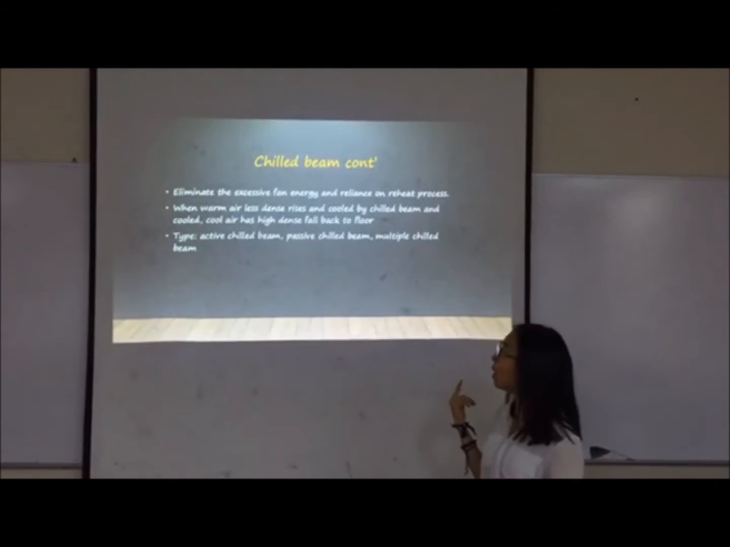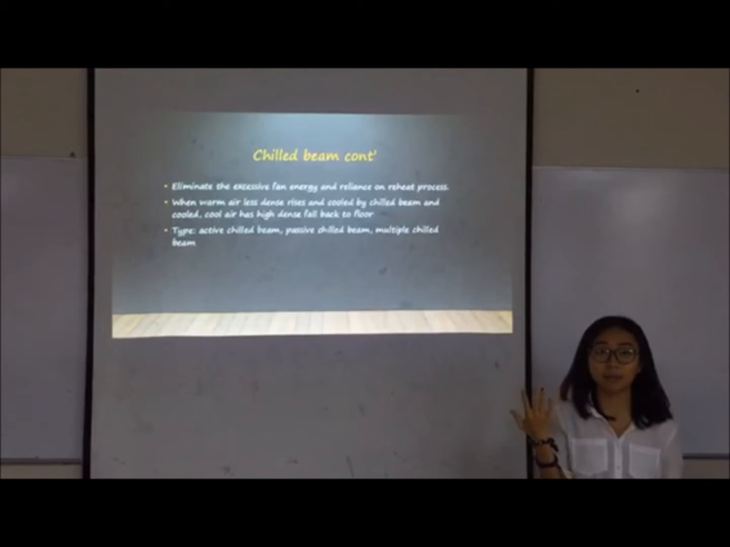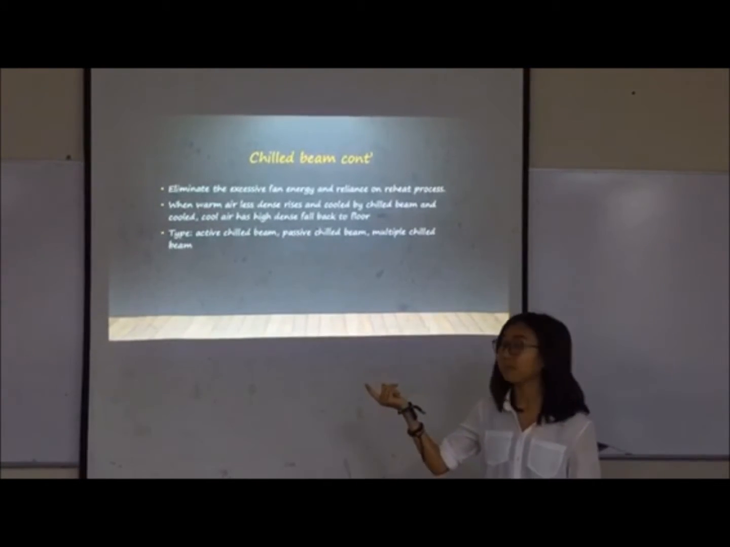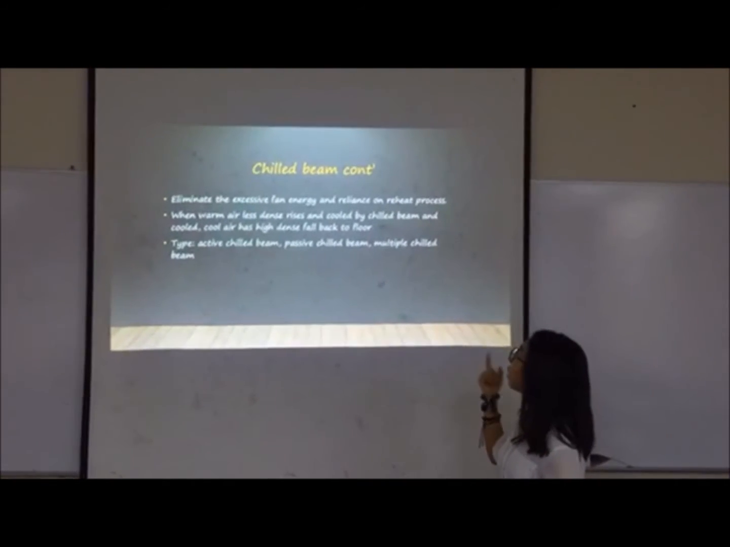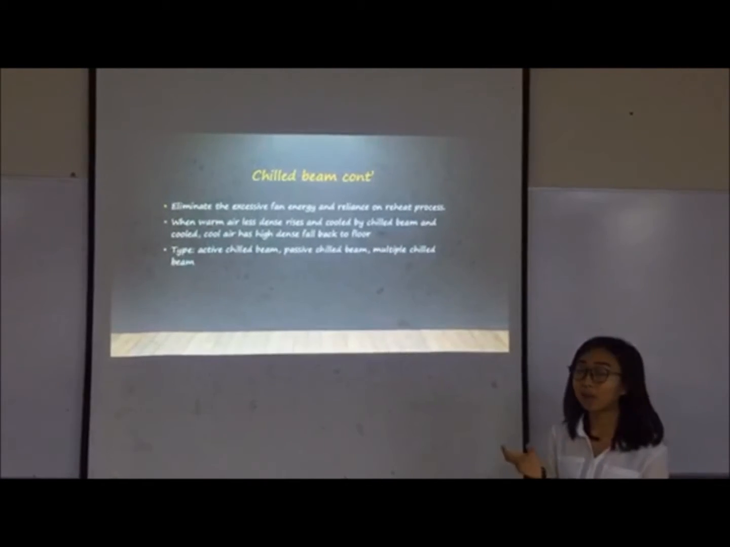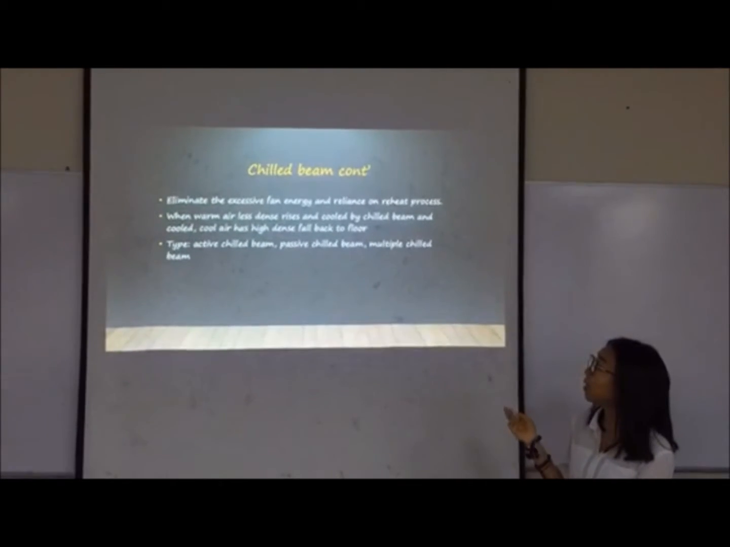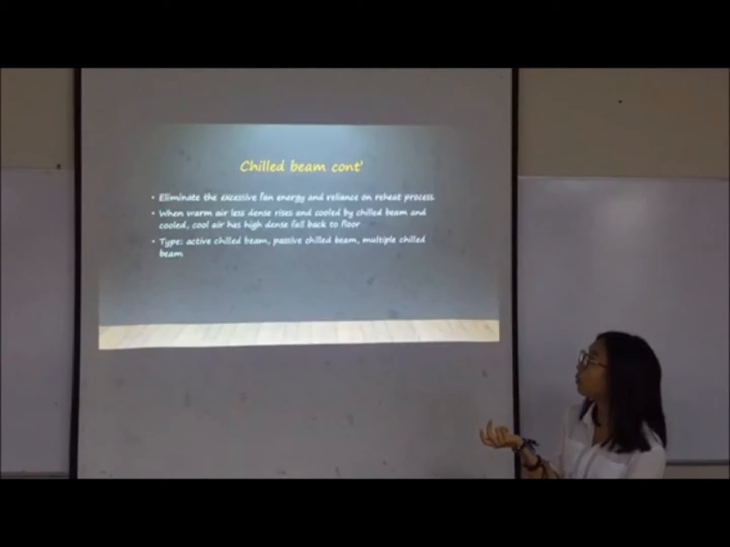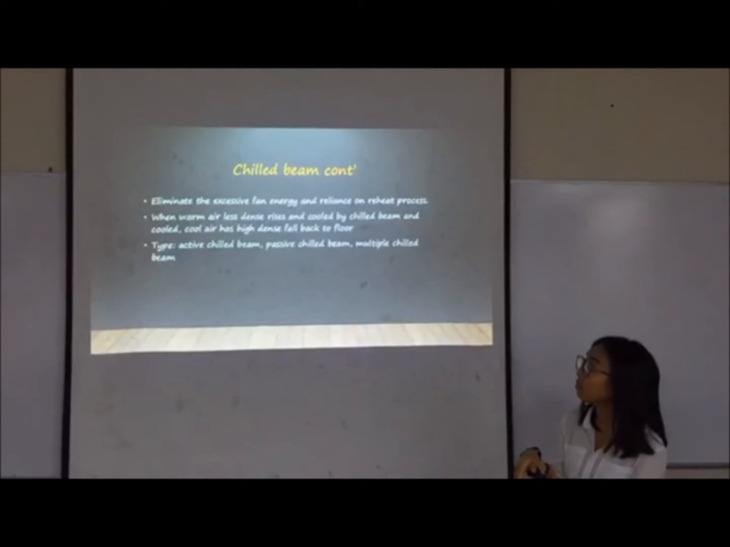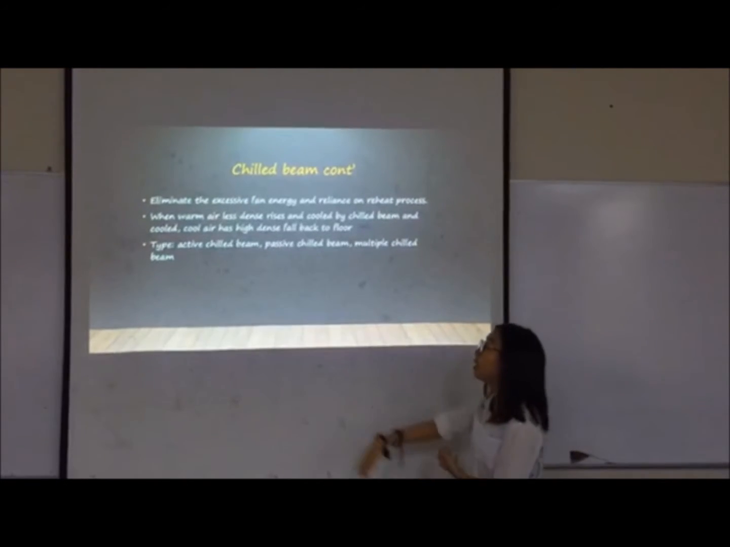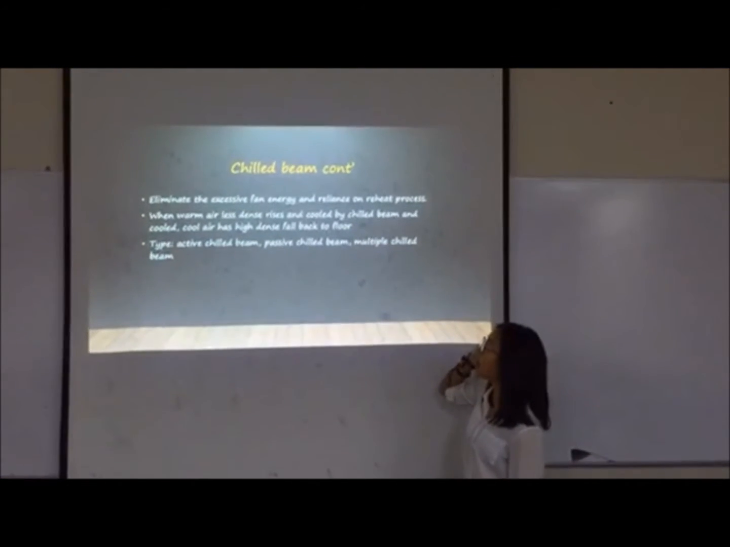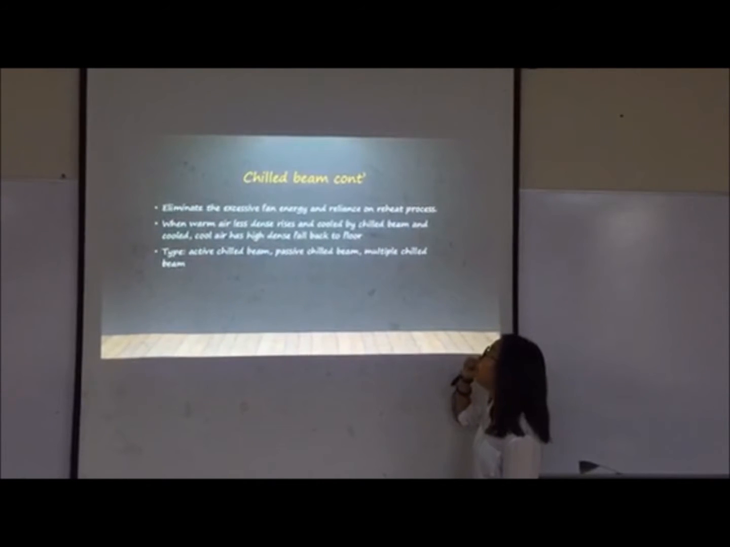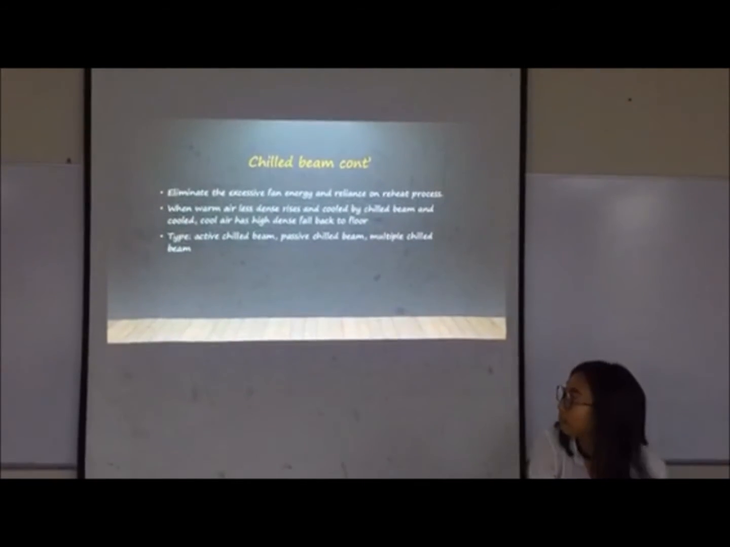When warm air, which is less dense, rises up and flows outside the building, the air cooled by the chilled beam, which is denser, will fall back to the floor. There are different types of chilled beam. The first one is active chilled beam, and then passive chilled beam, and then multiple chilled beam.